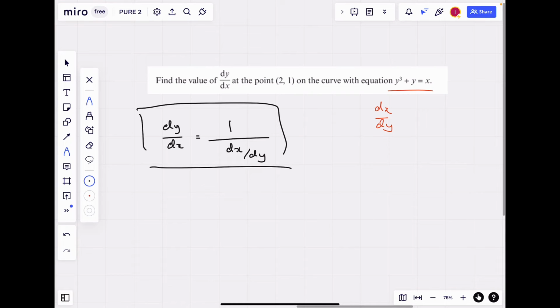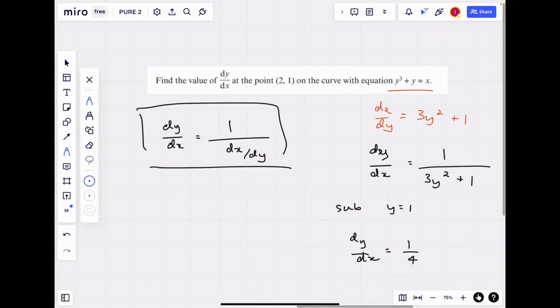Can you work out dx by dy here? So you should get 3y squared plus 1. So dy by dx would be just 1 over that. And now, to find the value of dy by dx at the point 2, 1, you're going to sub y equals 1. And when you do, dy by dx is a quarter. That's it. Nice and easy. And that is pretty much the whole chain rule.